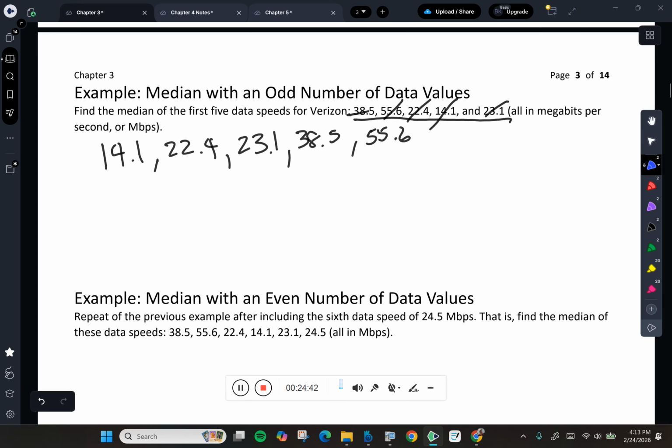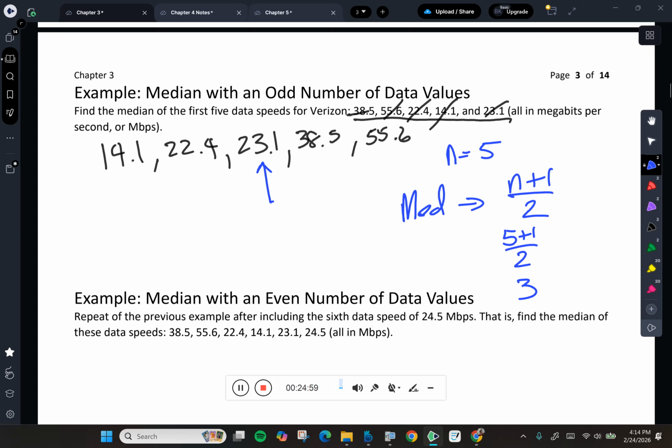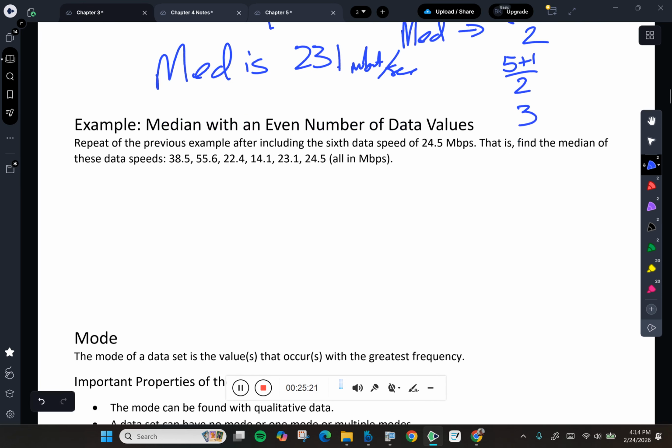There are 5 data points, so right there, that one is in the middle. N is 5. The formula for the median location is n plus 1 divided by 2. So if we do 5 plus 1 divided by 2, that gives us 3. So the location of the median is the third data point. So first, second, third data point, and there's our median. So we would say the median is 23.1 megabits per second.